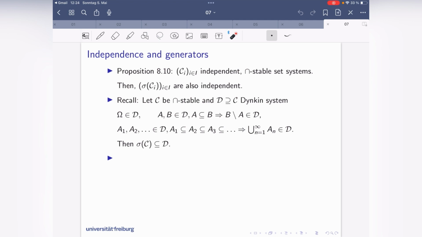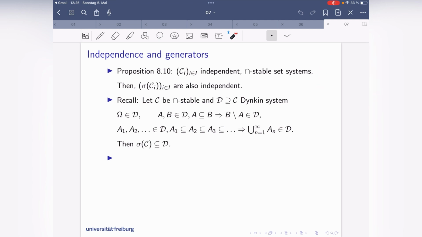But there's a theorem which is important, which we need today. If you have some C which is intersection stable, then the sigma algebra generated by C is part of D, whenever D is a Dynkin system bigger than C. So for example, you could say D is the Dynkin system generated by C, which is a Dynkin system bigger than C. Then the sigma algebra generated by C is smaller or equal to the Dynkin system generated by C. And how we are using this, I will show you in a moment. And it will lead to a proof of this proposition here.